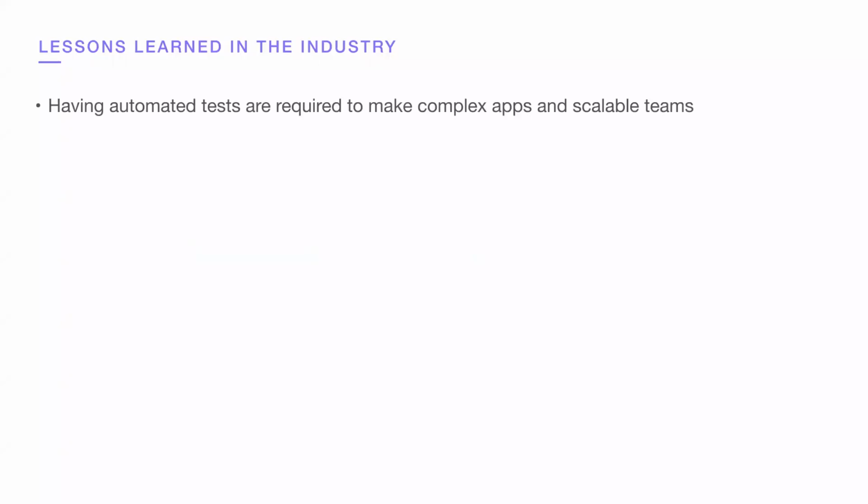Cool. So first thing I learned, having automated tests are required to make complex apps and scalable teams. If you imagine big companies like Google and Facebook, before you actually are able to land a piece of code in the code base, hundreds of automated tests run. And you can see why this is important, right? If you have hundreds of developers pushing into one application, things are going to break. And you want automated tests to help you capture that and fix it as fast as you can so it doesn't block development.